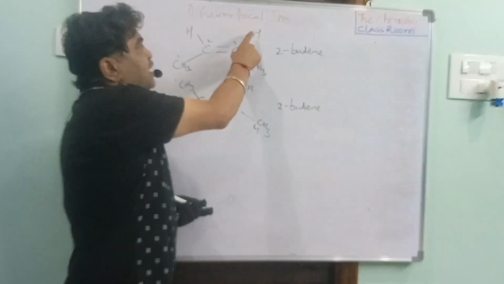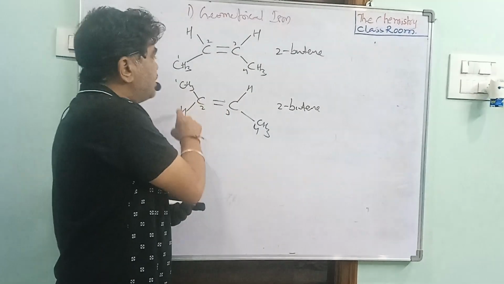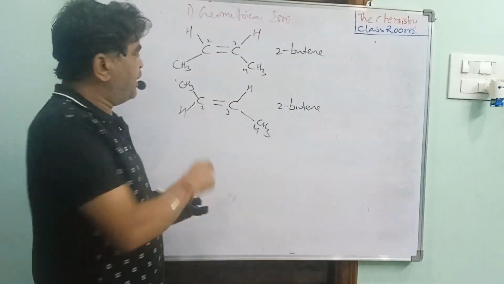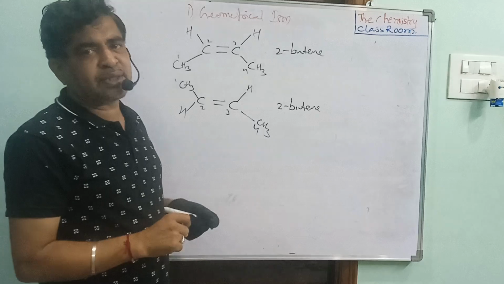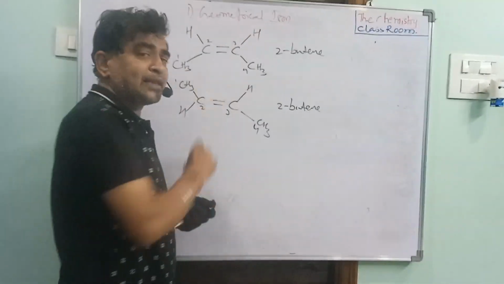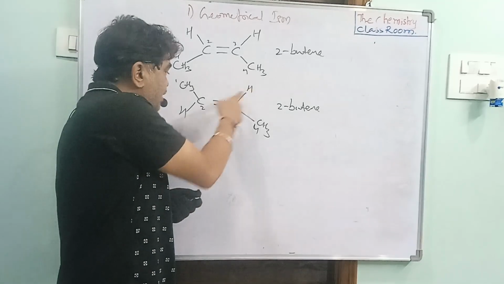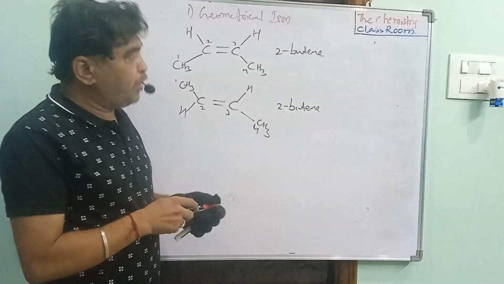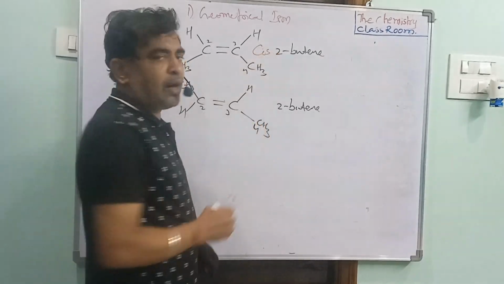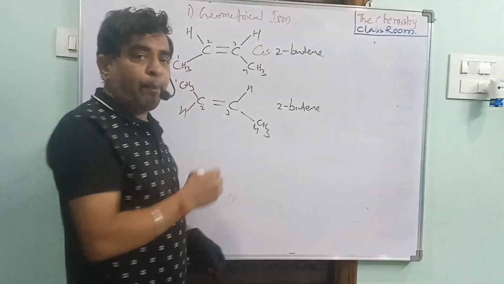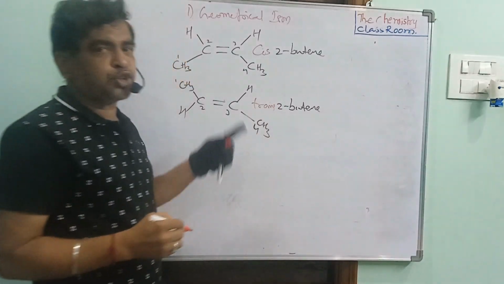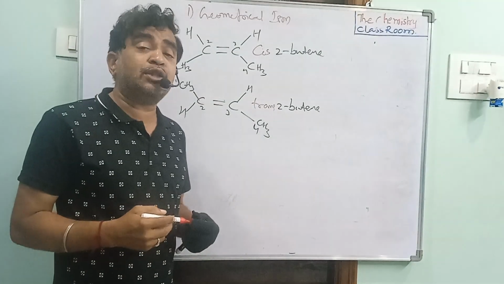Here you see, in these two compounds, the hydrogens are on the same side in one, and on the opposite sides in the other. Or the CH3 groups are on the same side here, and on the opposite sides here. How are we arranging them spatially? The two hydrogens are arranged on the same side here, and oppositely here. If they are arranged on the same side, the compound is called the cis compound. If they are arranged on opposite sides, it is called the trans compound. So the first is cis-2-butene, and the second is trans-2-butene.